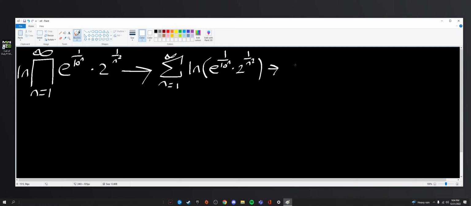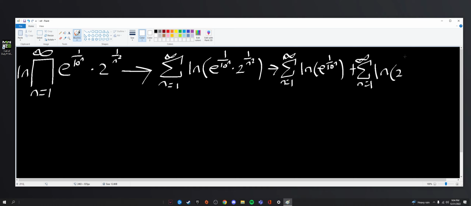I would then have the sum as n goes from 1 to infinity of ln of e to the 1 over 10 to the n, plus another infinite sum as n also goes from 1 to infinity. I could use a different variable, but it's whatever, of ln of 2 to the 1 over n squared.